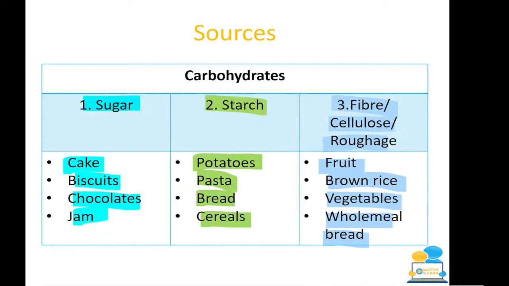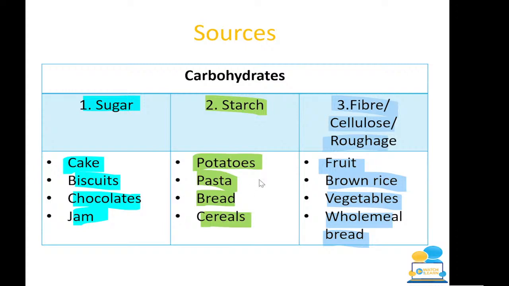So sources of sugar. These are really easy. These are stuff up the top of the food pyramid, the stuff which we should be eating sparingly, the stuff which is not necessarily good for us in high amounts. So these are our lovely cakes, biscuits, chocolates, jams, anything lovely and sweet. Starch, these are potatoes, pasta, breads, and cereals.